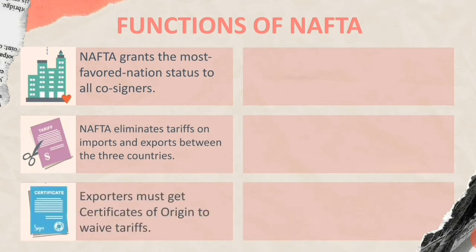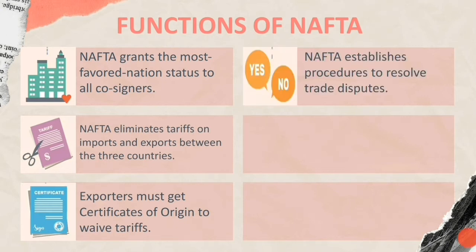Third, exporters must get certificate of origin to waive tariffs. That means the export must originate in the United States, Canada, or Mexico. For example, a product made in Peru but shipped from Mexico will still pay a duty when it enters the United States or Canada. Fourth, NAFTA establishes procedures to resolve trade disputes.